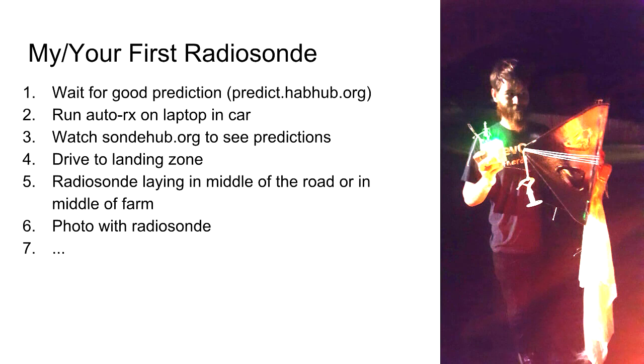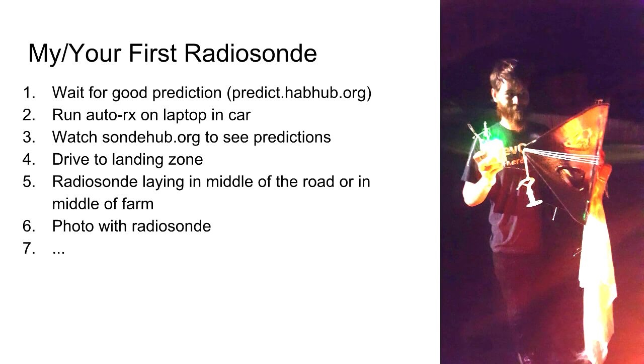You want to run AutoRX on your laptop, get that running. If you've got a copilot, this is really easy. You can just hand them a laptop and say, here, have this. They can also give you updates as to start driving in this direction. It's really handy. What you want to get them to use is SondeHub to see the predictions, or if you've got ChaseMapper, they'll be right there for you. And you want to start driving towards the landing location.